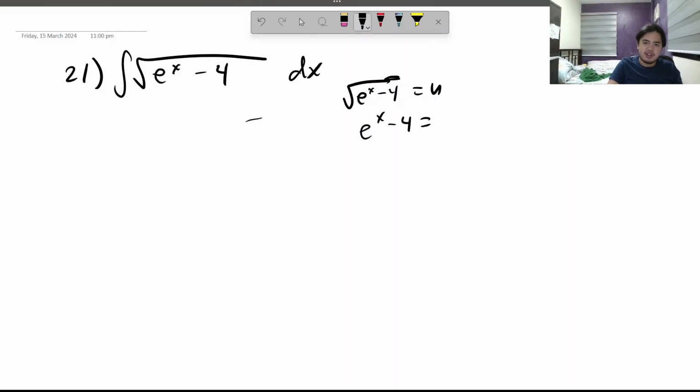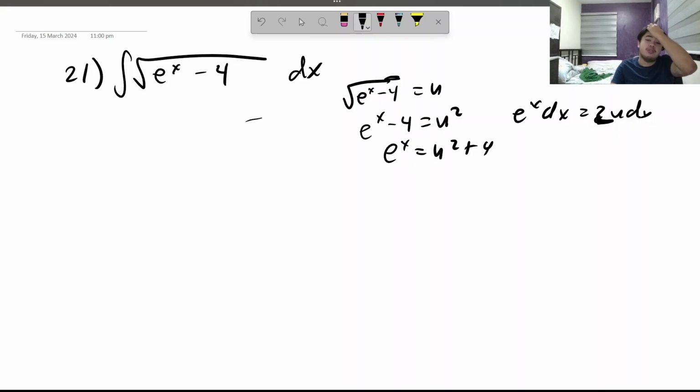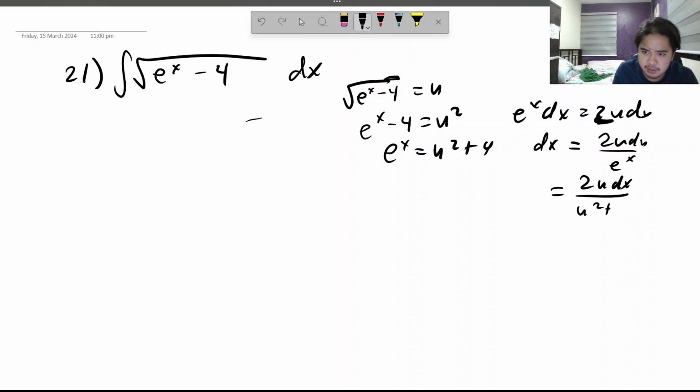So e to the x minus 4 equals u squared. So e to the x dx equals 2u du. Problem is we don't have an e to the x. So do we go back to the drawing board? Maybe not. Notice, e to the x is equal to u squared plus 4. We just transpose the 4 to the other side. Now we have an interesting scenario. If we isolate dx, we get 2u du over e to the x. The e to the x can be substituted as u squared plus 4.